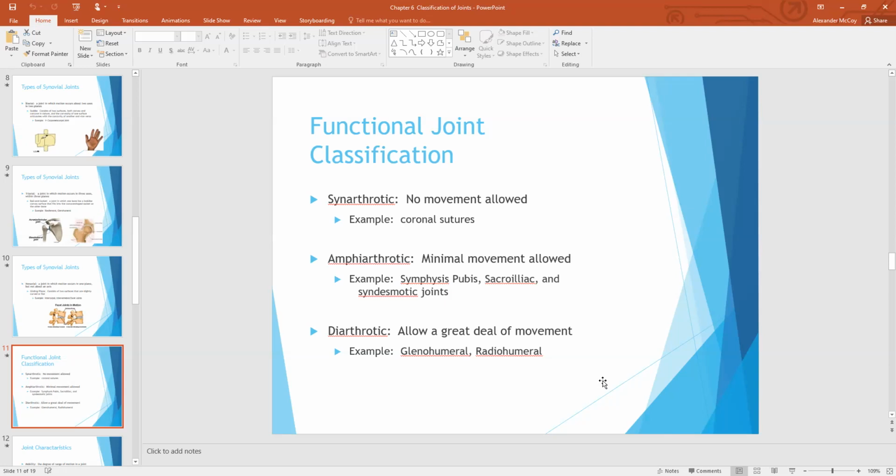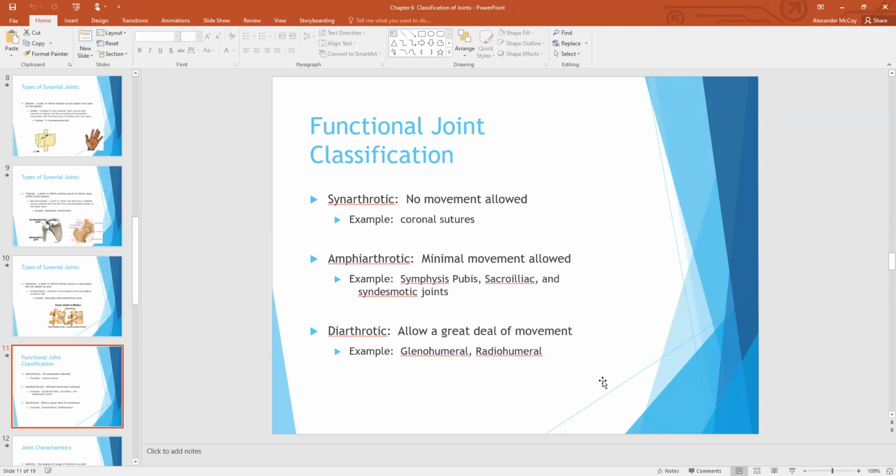Synarthrotic. This is the function, remember? Synarthrotic means that there's no movement allowed. Example here, they put coronal sutures, okay? Amphiarthrotic, this means minimal movement allowed. Pubic symphysis, sacroiliac, and syndesmotic joints.